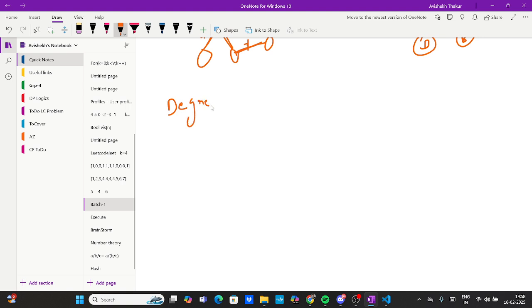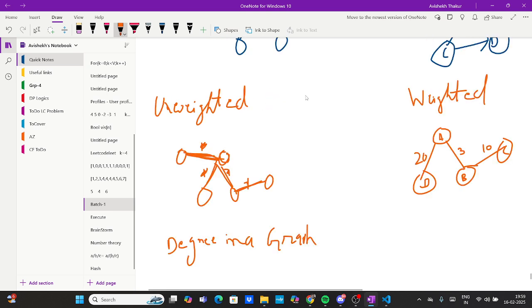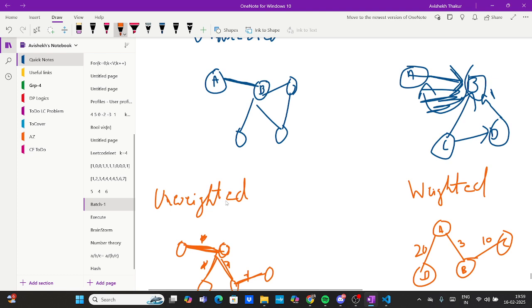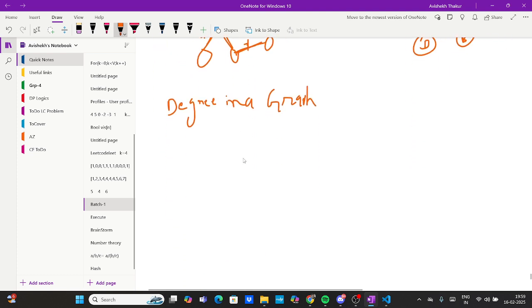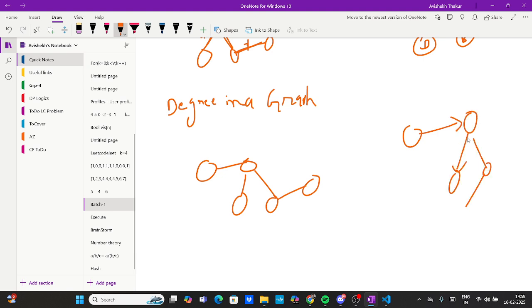Okay, next, let's talk about degree. Degree in a graph. Now again, we are talking about different variations, right? So let's say you have an undirected graph, and again there can be one more graph which is directed, something like this.